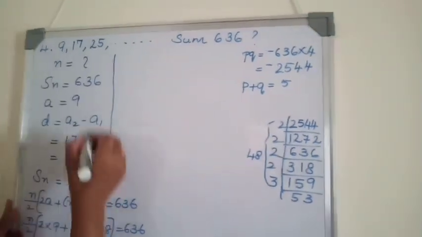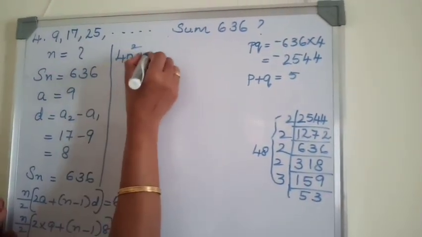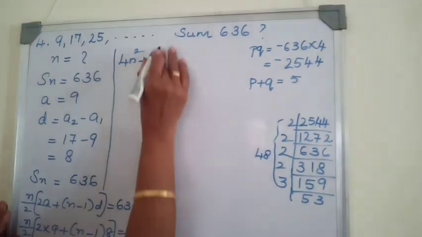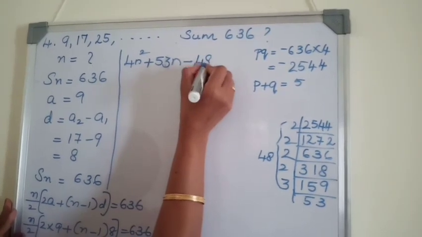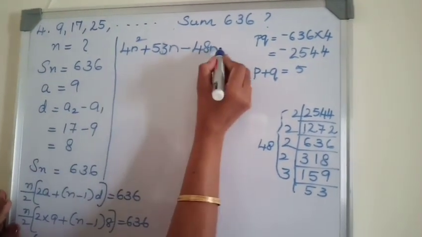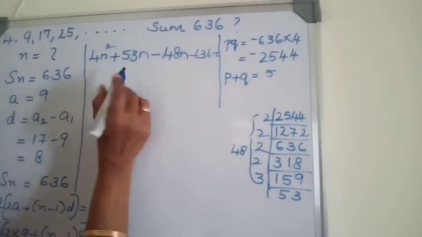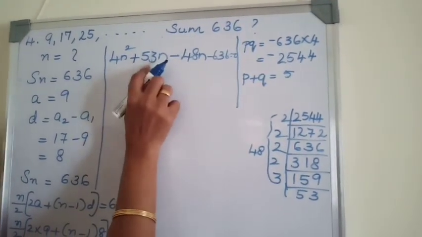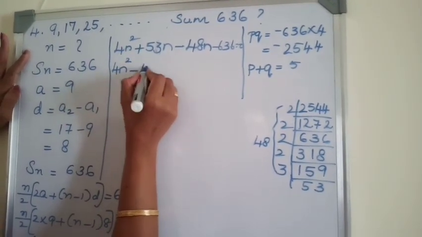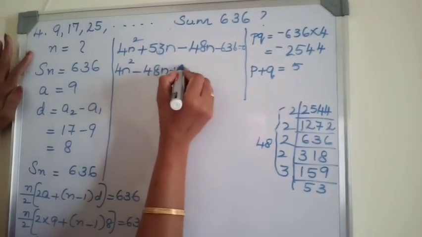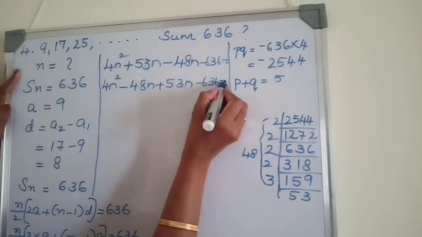The equation can be written as 4n square plus 53n minus 48n and the last number is 636 equals 0. So I will interchange these two terms so that we can take common. First 4n square, then minus 48n, then 53n minus 636 equals 0.